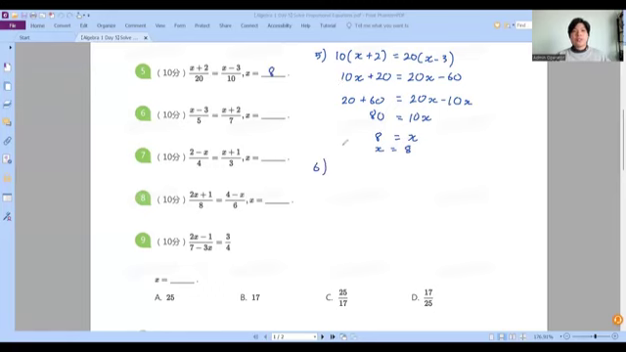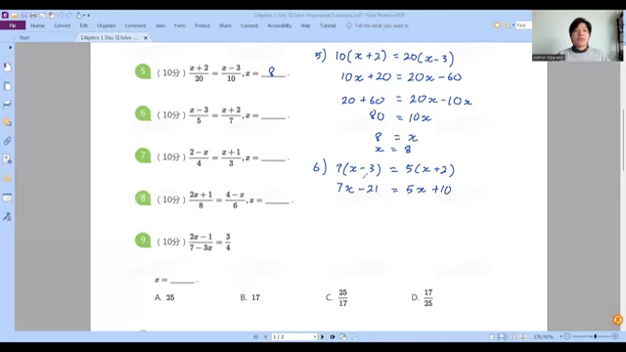I'm going to move on to question 6 here. I have (x minus 3) out of 5 equals (x plus 2) out of 7. Again, let's cross multiply. So that's 7 times (x minus 3) equals 5 times (x plus 2). 7 times x is 7x. 7 times minus 3 is minus 21. 5 times x, 5x. 5 times 2, that's 10.